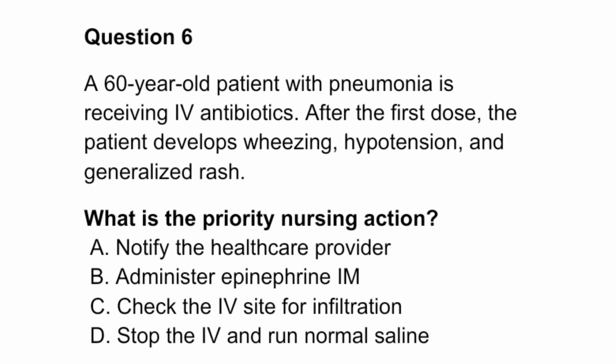Question 6. A 60-year-old patient with pneumonia is receiving IV antibiotics. After the first dose, the patient develops wheezing, hypotension, and generalized rash. What is the priority nursing action? A. Notify the healthcare provider. B. Administer epinephrine IM. C. Check the IV site for infiltration. D. Stop the IV and run normal saline.